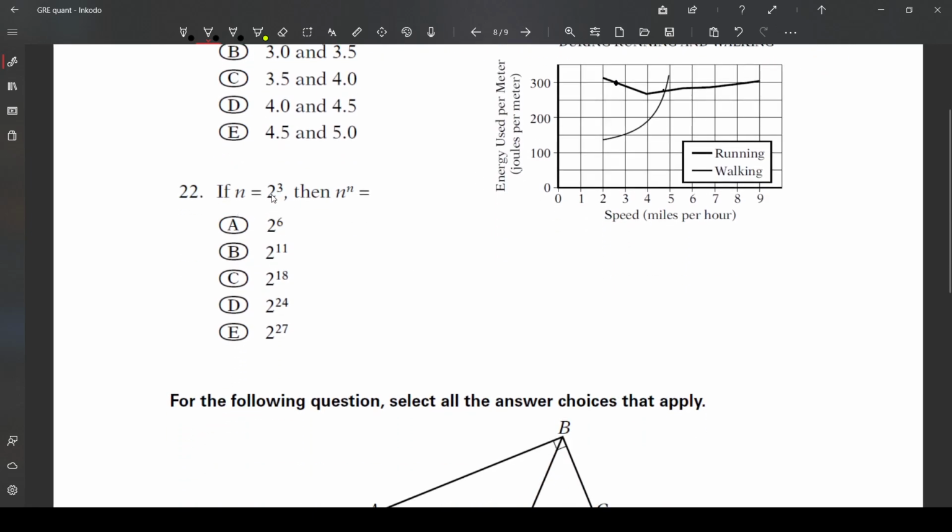If n equals 2 cubed, well, this is 8, so 8 to the 8, or 2 cubed to the 8, which is 2 to the 3 times 8, right? So 2 to the 24.